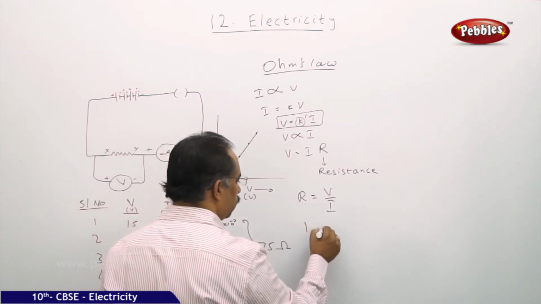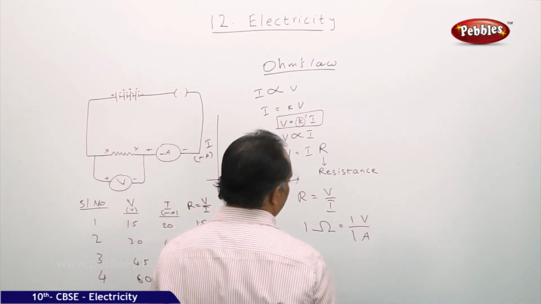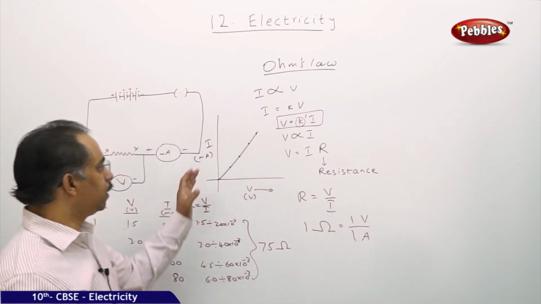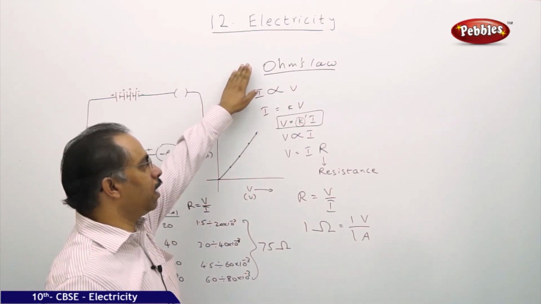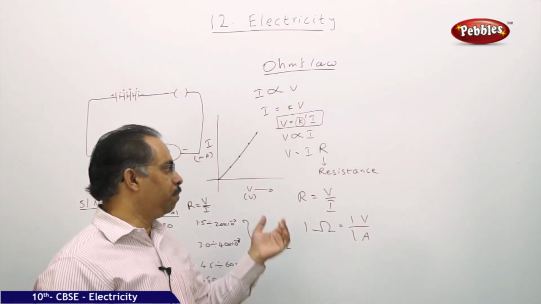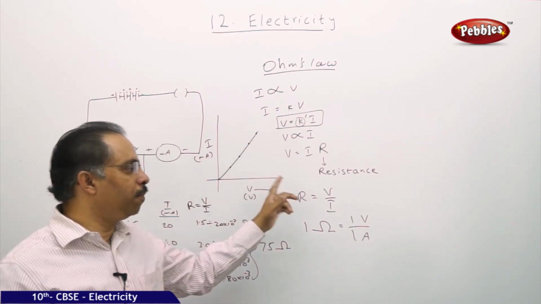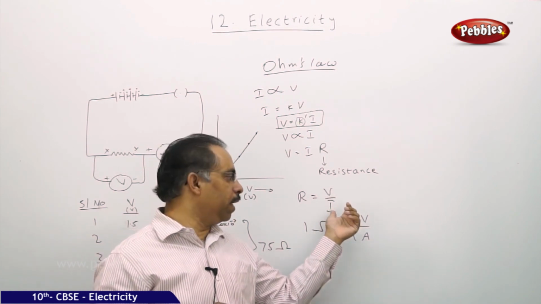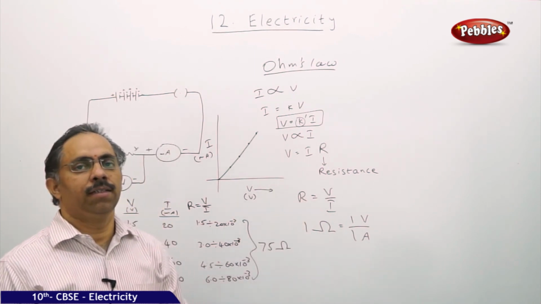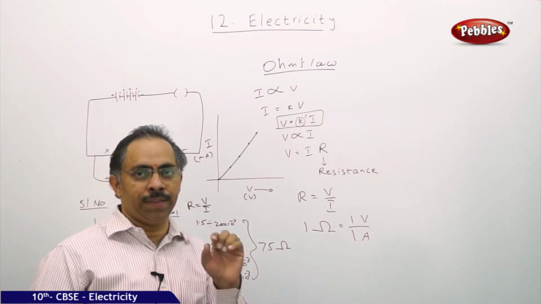So 1 ohm is equal to 1 volt by 1 ampere. In terms of units, 1 ohm is equal to 1 volt by 1 ampere. So this is the very important law called Ohm's law. According to Ohm's law, the current through a conductor is proportional to the potential difference across its ends, and the ratio of the potential difference to the electric current through a conductor is equal to the resistance of the conductor.